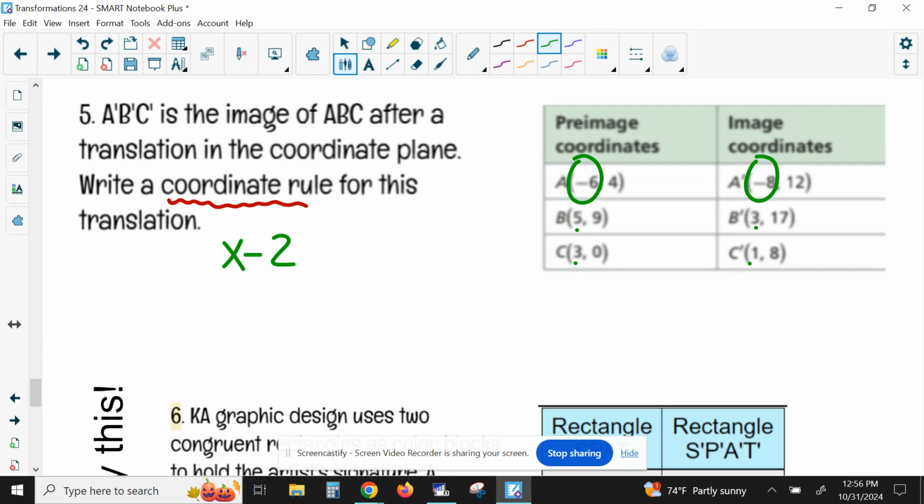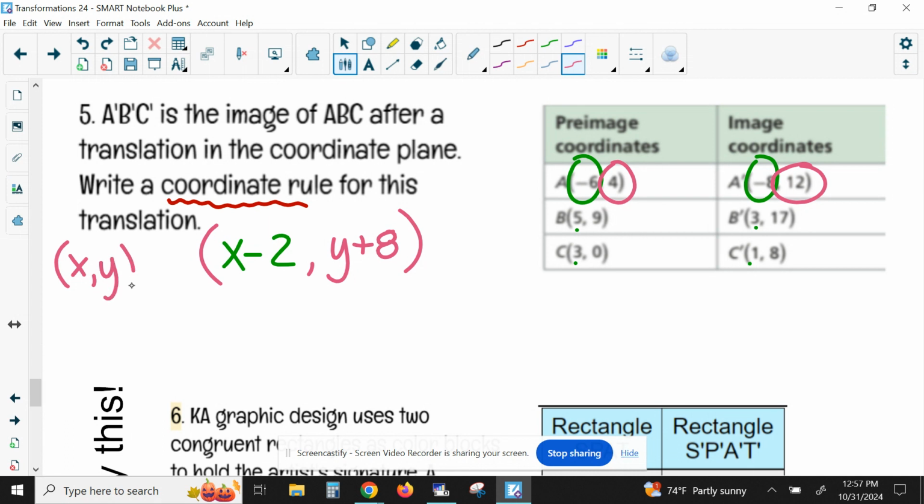What happened to the Y's? You went from 4 to 12. What did you do? Added 8. So the Y is Y plus 8. Okay, and if you put this in coordinate notation, it looks like that. And what do we need in the front of this over here to the left? X, comma, Y with a little arrow. Did you write it correctly? Yeah?